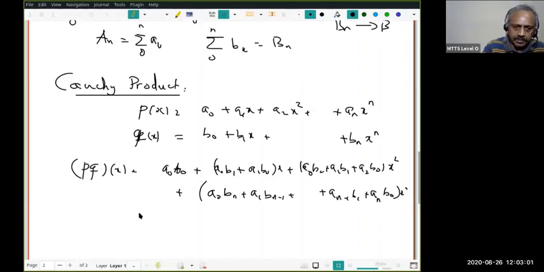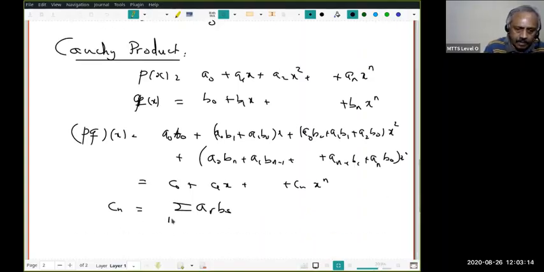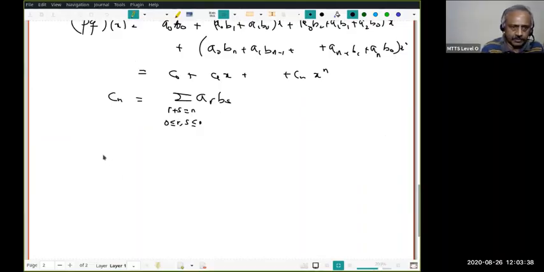You understand that? Therefore, this is a polynomial c naught plus c1 x plus ... plus cn x power n, where cn is the summation of ar into bs, where r plus s equal to n, and 0 less than or equal to r, s less than or equal to n, but their sum must always be n. You look at this: 0 plus n, 1 plus n minus 1, and the typical term will be ar bs, where r plus s must be equal to n. Is that clear? So this is the one which motivates us to define the Cauchy product of two series.